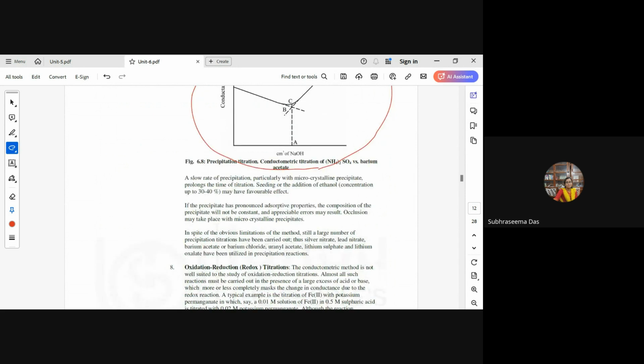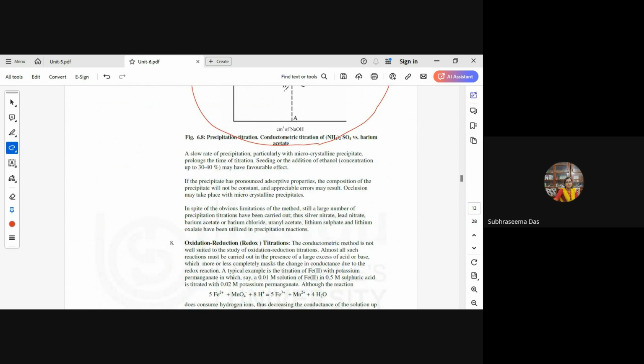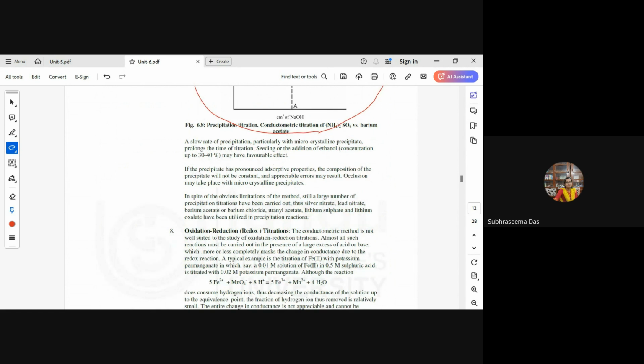A slow rate of precipitation, particularly with microcrystalline precipitates, prolongs the time of titration. Here the addition of ethanol plays an important role. If the precipitate has adsorptive properties, then occlusion may also occur, and the result may be fraught with errors. In spite of certain limitations with the precipitation method, a large number of precipitation titrations have been carried out. Silver nitrate, lead nitrate, lithium sulfate, and lithium oxalate have also been used in precipitation reactions. However, addition of ethanol has been mandatory in all these reactions to reduce the solubility of the precipitate.